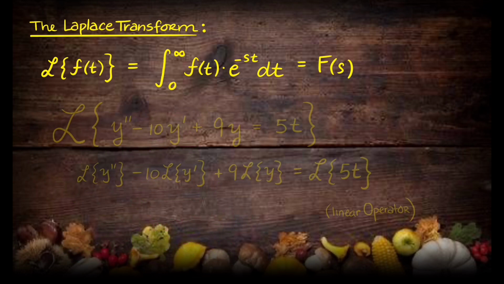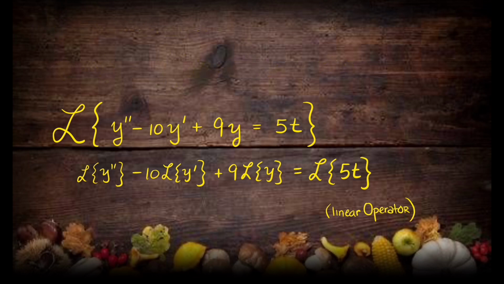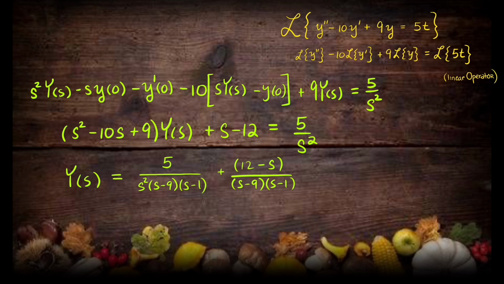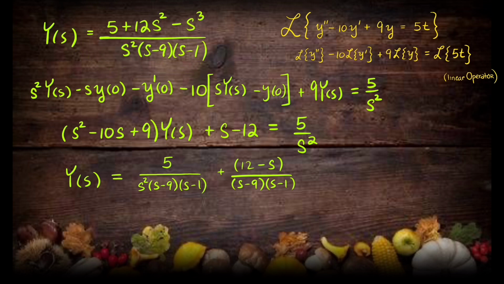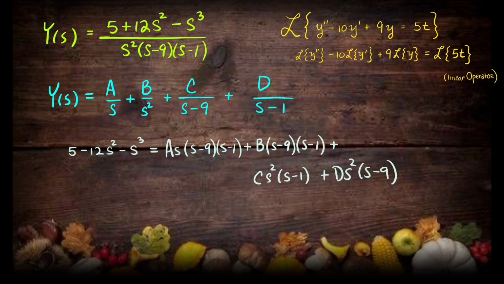And then we'll get an expression in terms of capital Y of s. So applying the linear operator here, separating our pieces here, then we just have to rewrite our Laplace transform for y double prime, y, and 5t. And plugging those expressions in that we talked about earlier, we can write capital Y of s in terms of a rational expression.